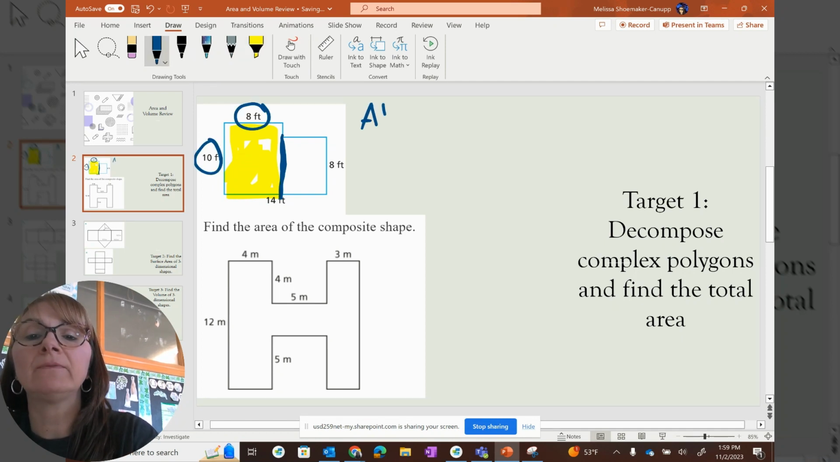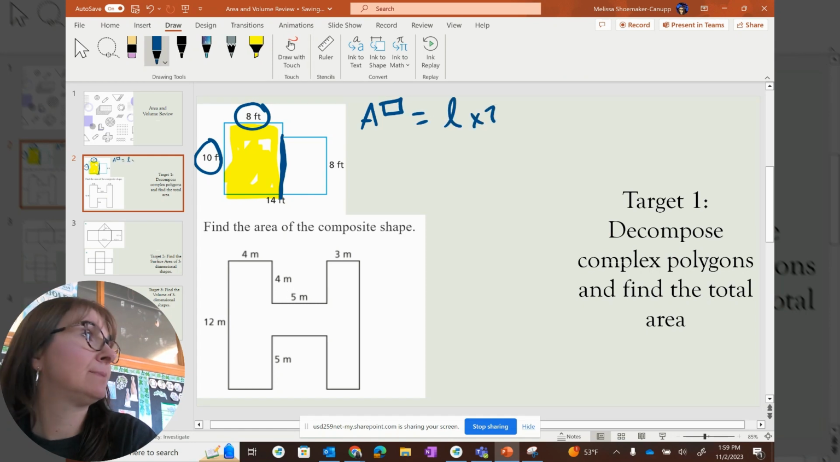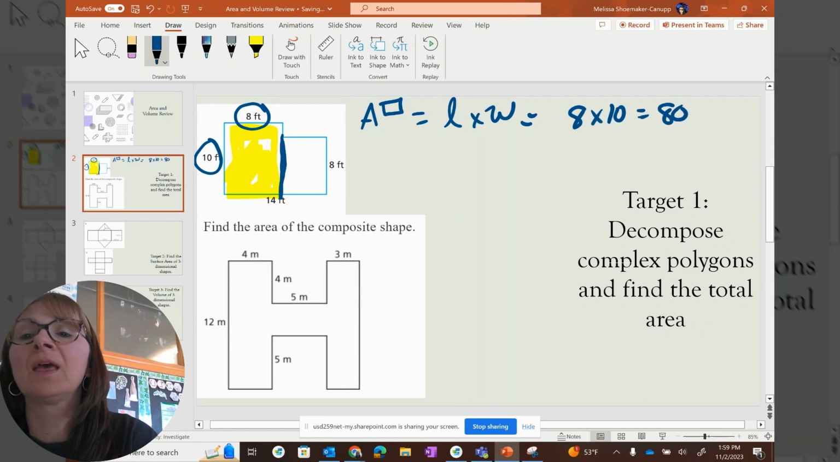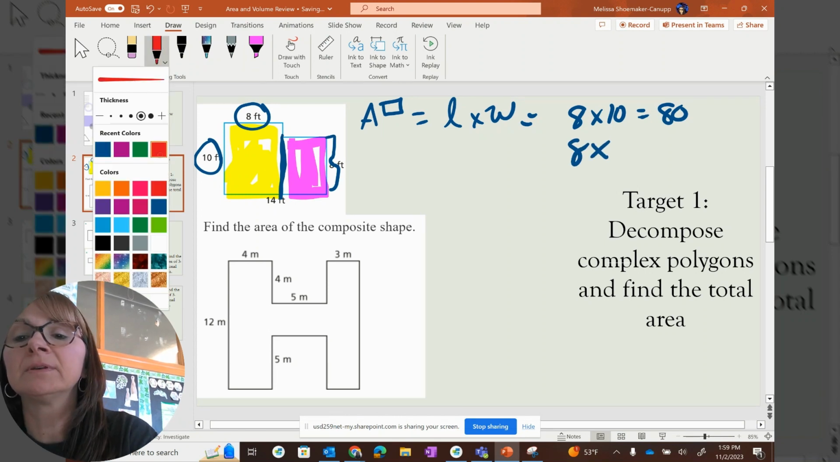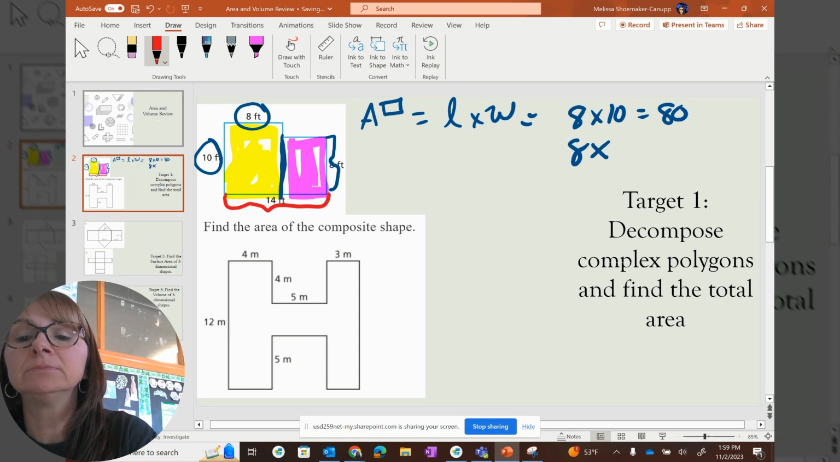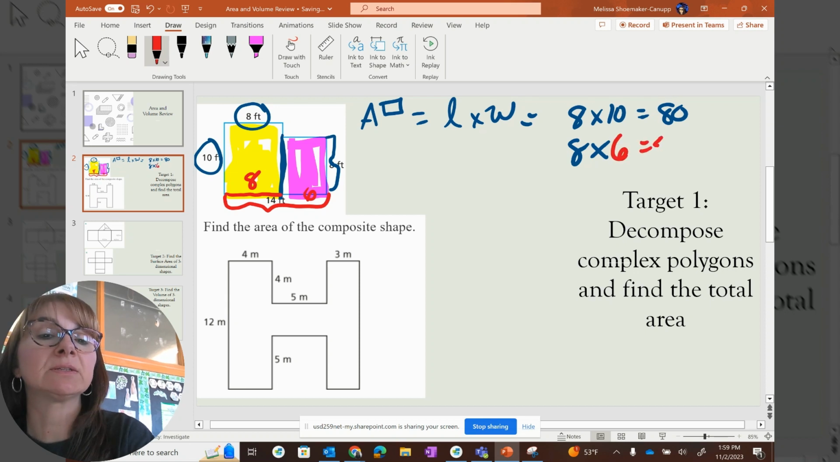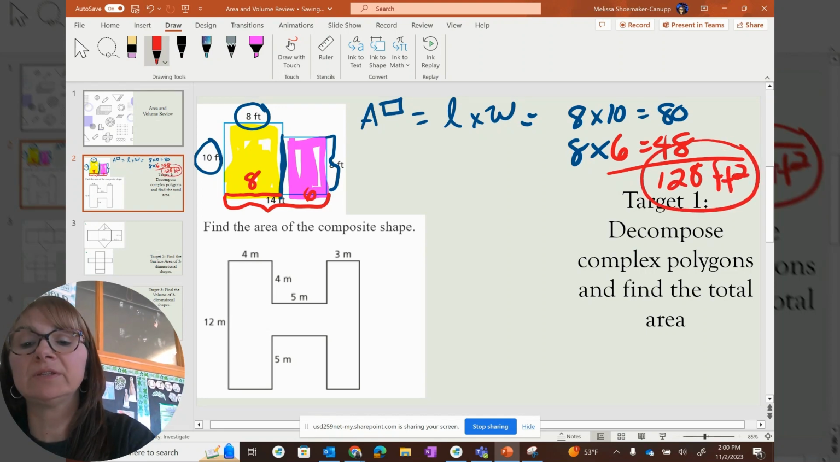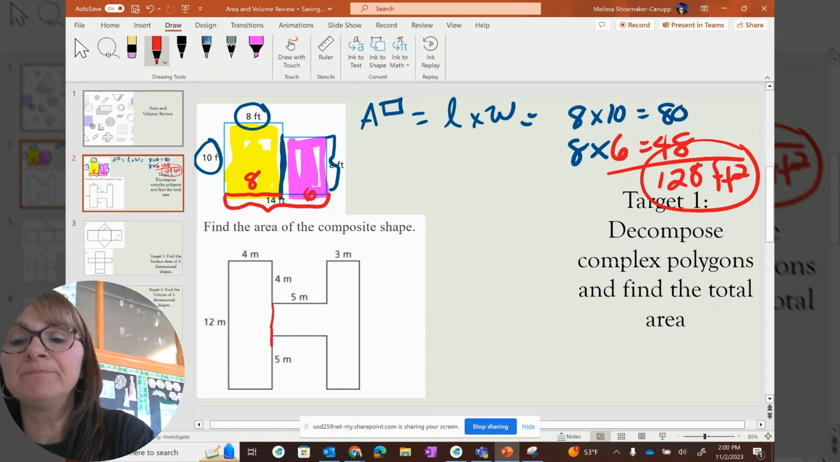I find the area of a rectangle by multiplying the length times the width, or 8 times 10, which is 80. I can find the area of the smaller rectangle by taking the 8-foot times, well, this is 14. I know this is 8. So that means this is going to be 6. How do we find the total? We add them up. You have a calculator if you need to. 128 feet squared.